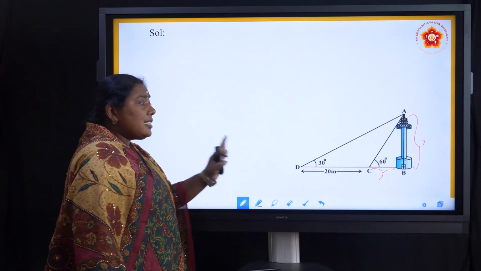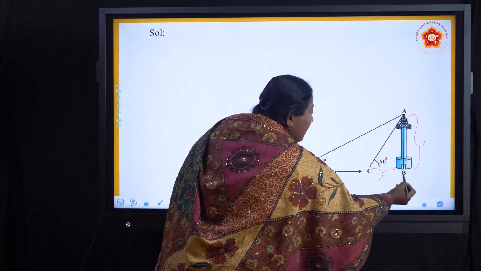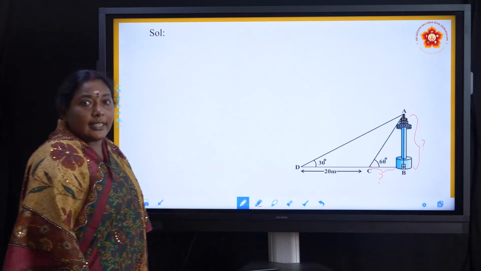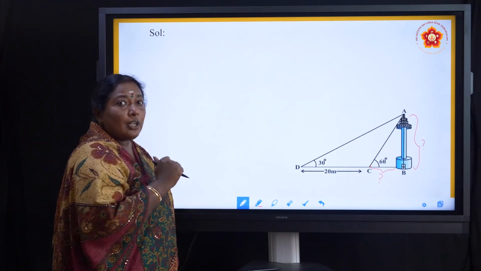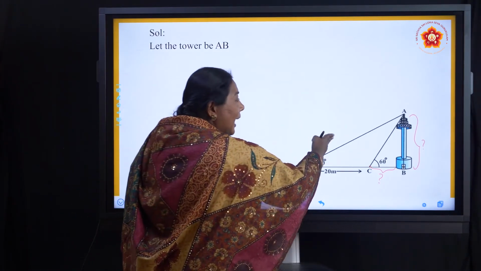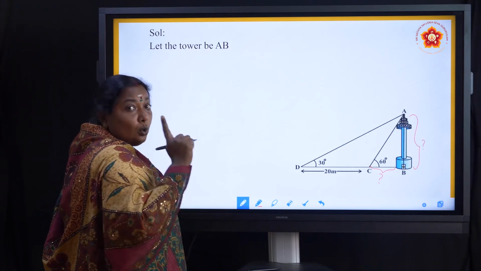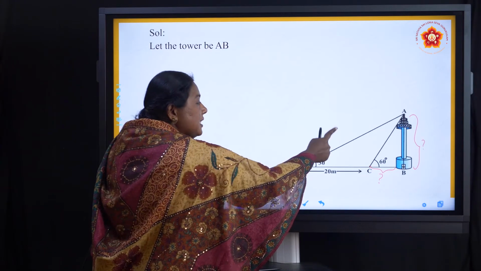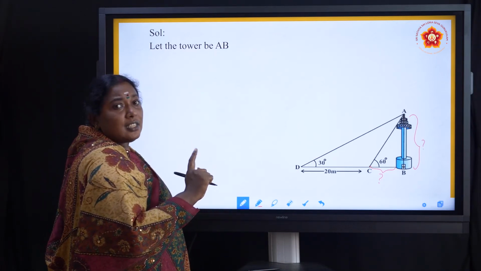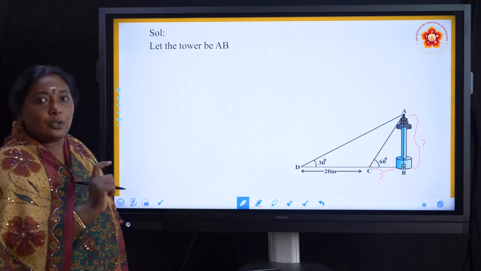Looking at the figure itself, I can tell I have two right angled triangles. What are they? ABC and another one is ABD. Right? So in both, what do I have to compare? Do I have to see anything with the hypotenuse? No, I don't care about the hypotenuse because they didn't ask anything about that. So the only thing I have to take care of is the opposite side and the adjacent side. So who is the one relating the opposite side and adjacent side? Tan. So for both the triangles I am going to use the tan value only.